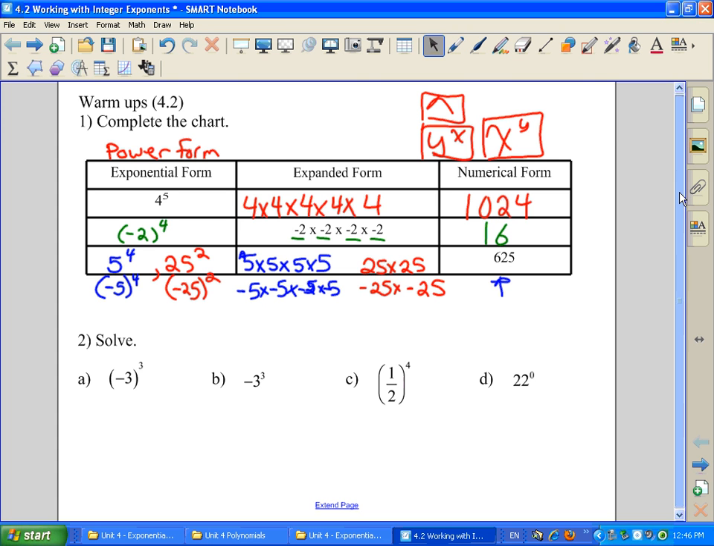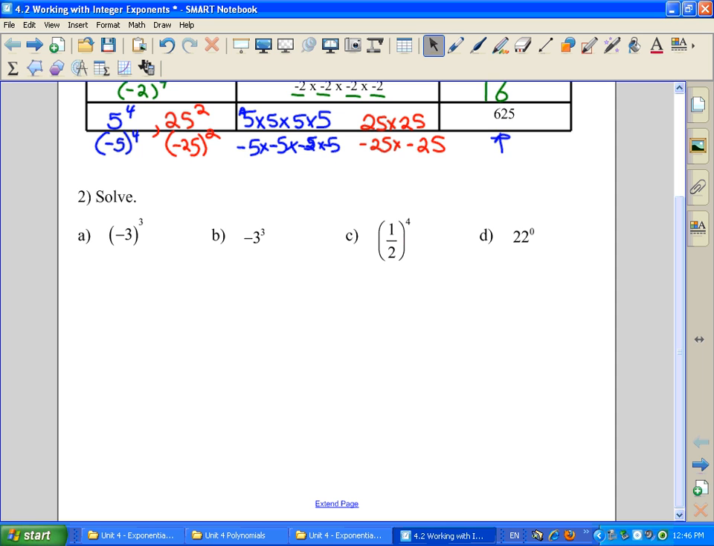Let's take a look at the second question, which means to solve. Again, you're going to have to apply some of your integer laws or just simply plug it into the calculator. When we take a look at A, we have to realize that the negative sign is part of the base. And when you have an odd exponent with a negative base, that's going to result in a negative answer. Just think about it. Negative times a negative is a positive, but then you times it by another negative, which gives you a negative result.